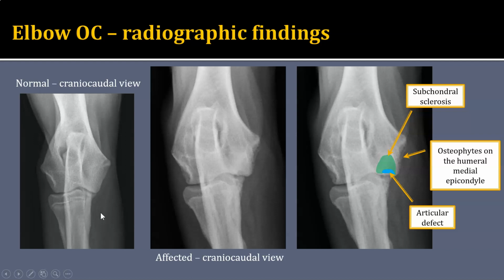Here is an example of a craniocaudal view of a totally normal patient. So we can compare that normal articular surface of the medial aspect of the humeral condyle and the more normal opacity with easy to see trabeculation of that medial aspect to the lateral aspect looking pretty uniform, and then nice smooth periarticular margins without any osteophytes.